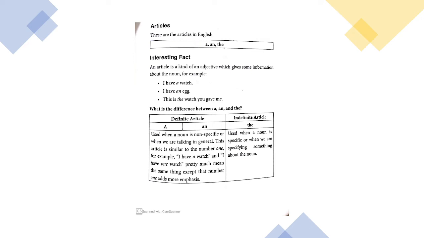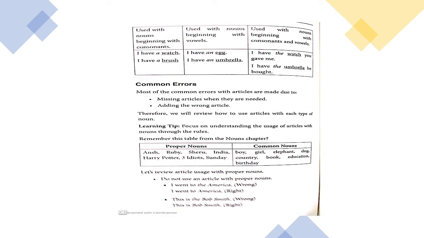This article is similar to the number one. For example, I have a watch and I have one watch pretty much mean the same thing, except the number one adds more emphasis. The definite article, the, is used when a noun is specific or when we are specifying something about the noun. A is used with nouns beginning with a consonant. For example, I have a watch and I have a brush.